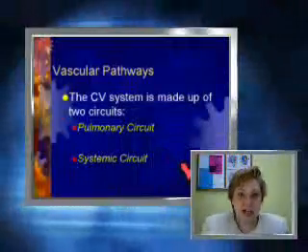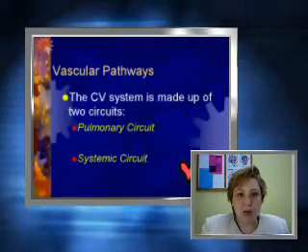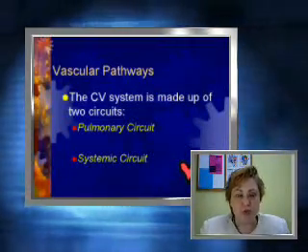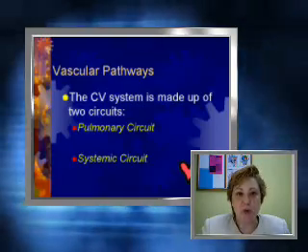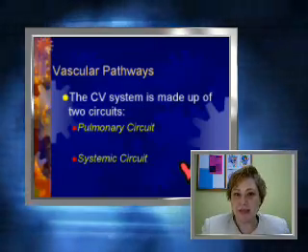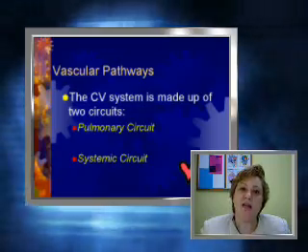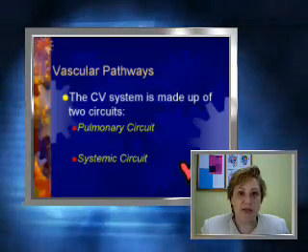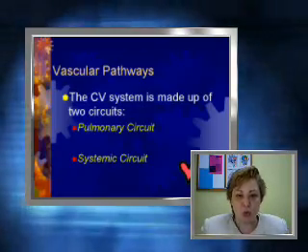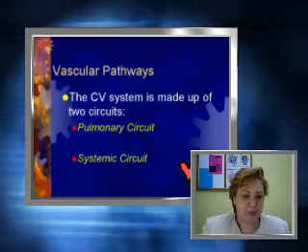So the vascular system, the vascular pathway, is really made by two major systems. We have the pulmonary circuit, again, as the name pulmonary says, it's going to go to the lungs, and we also have the systemic circulation, and this is going to go through all the body tissue.